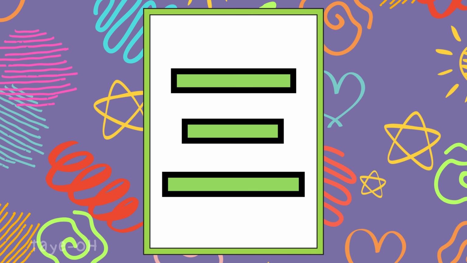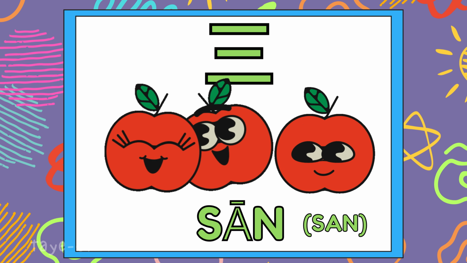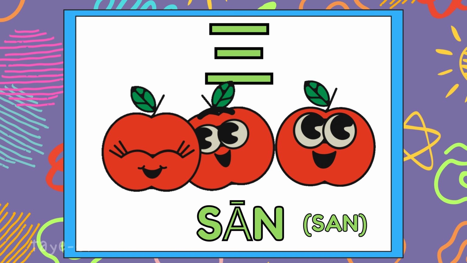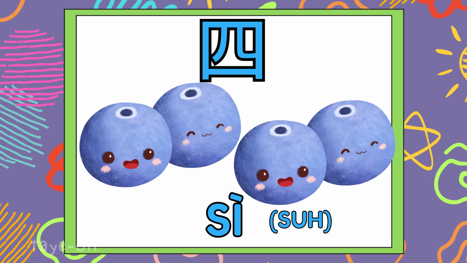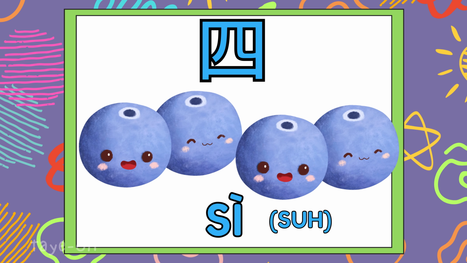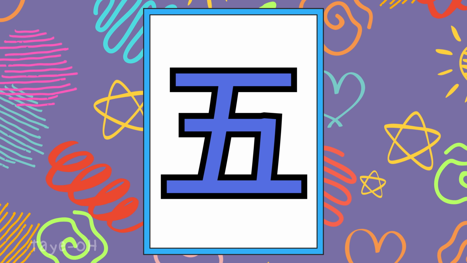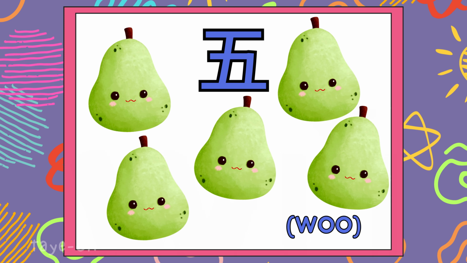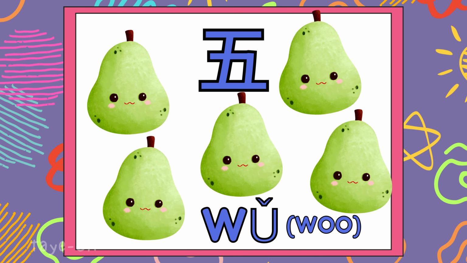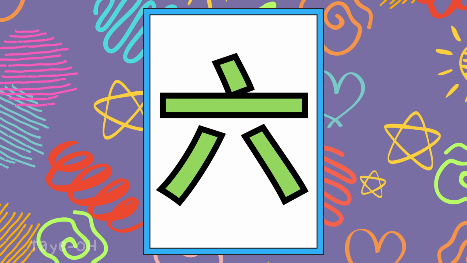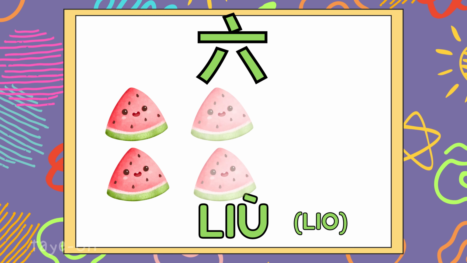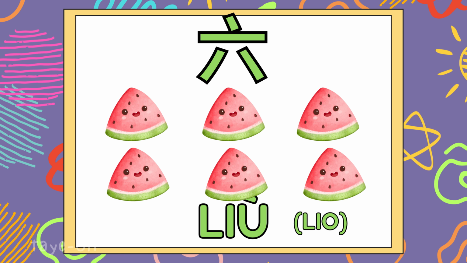三个苹果 3 apples. 四个蓝莓 4 blueberries. 五个梨 5 pears. 六片西瓜 6 watermelon slices.